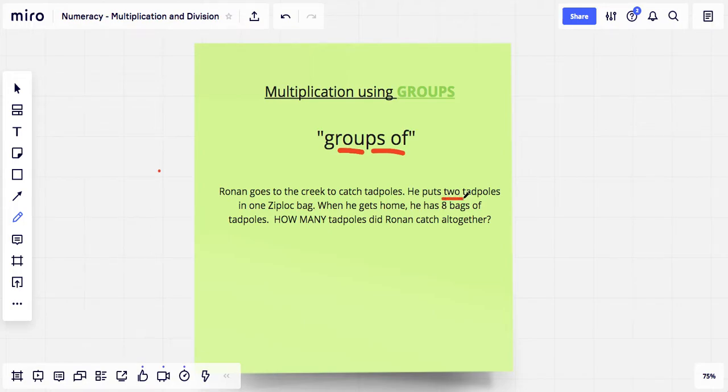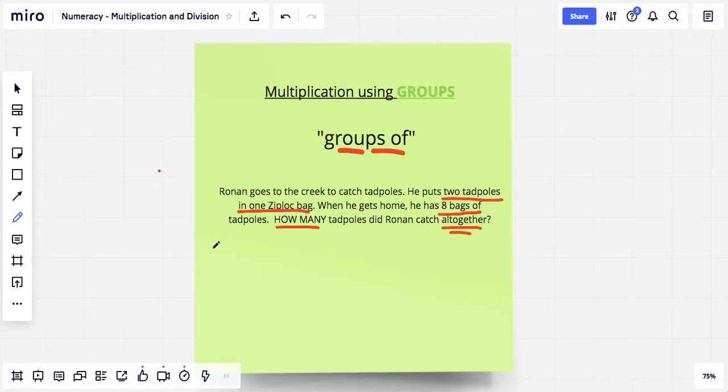We know that he puts 2 tadpoles in each bag. So 2 tadpoles fit in a bag. And when Ronan gets home, he realizes, I've got 8 bags of tadpoles. So our job is to figure out how many did he catch altogether. So altogether tells us we can add these up if we want. But if we're doing a lot of adding of the exact same number, that's repeated addition, and that is where multiplication can answer it for us in a lot quicker way.